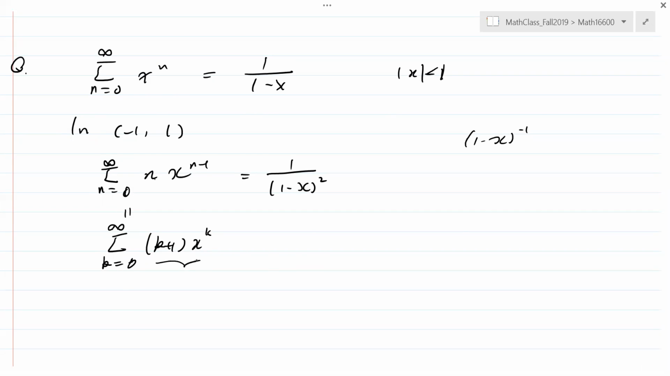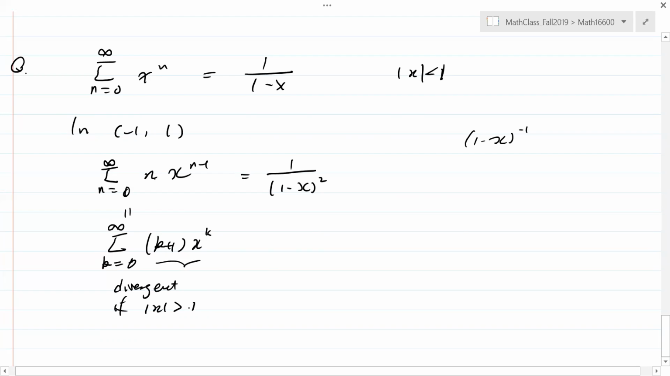If I just give you a function like that, it's harder to tell. This is going to be 1 over 1 minus x squared. So actually, this power series also represents an elementary function, which is 1 over 1 minus x squared. And this is divergent if absolute x is greater than 1. We don't care about the endpoint. We ignore the endpoints of the interval.